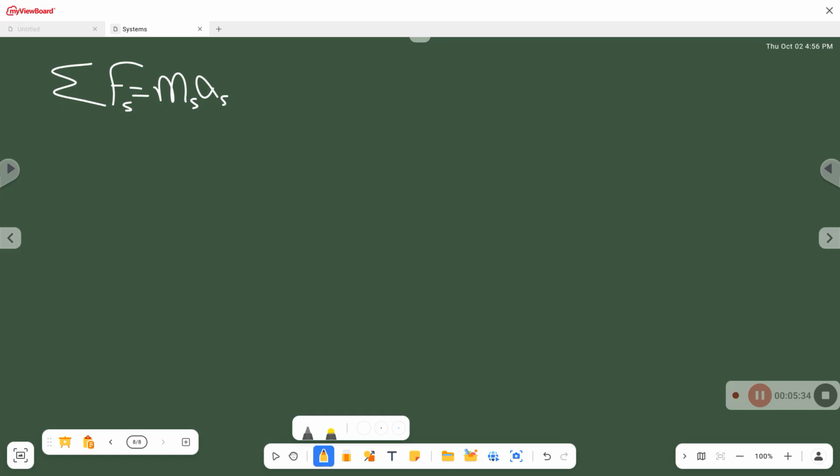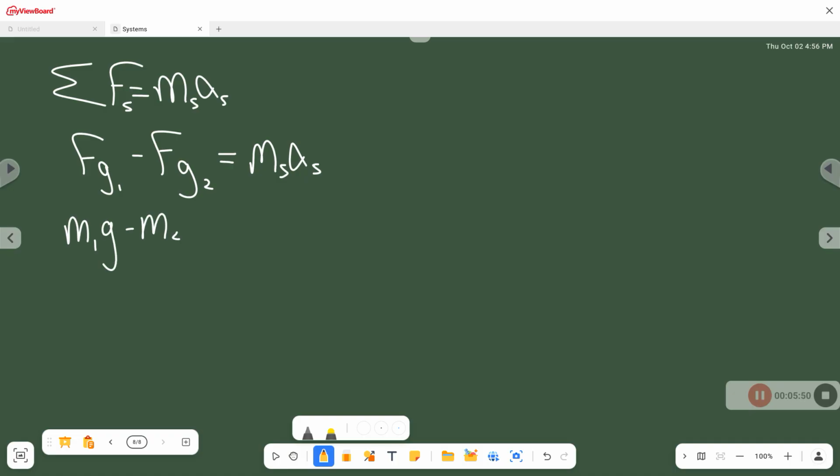All right, so net force on the system, we said I have a positive Fg1, a negative Fg2 equals mass of system times acceleration of system. So let's swap these out with their respective equations. Force of gravity is just mass of the object times g, like that. So we have m1 is a mass of 3, g is 9.8. Then m2 is a mass of 2, g is 9.8.